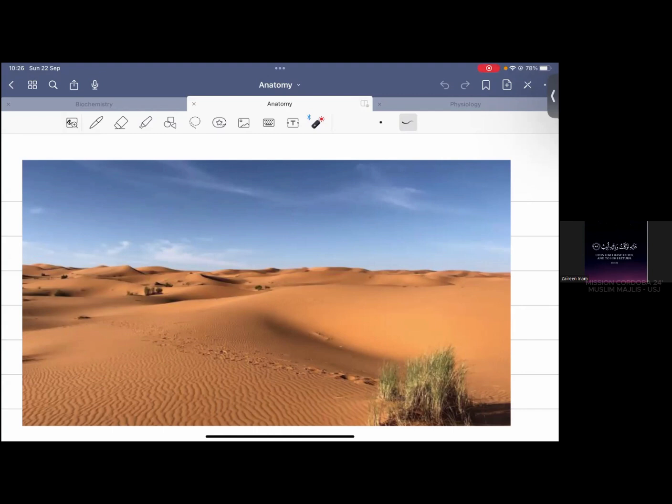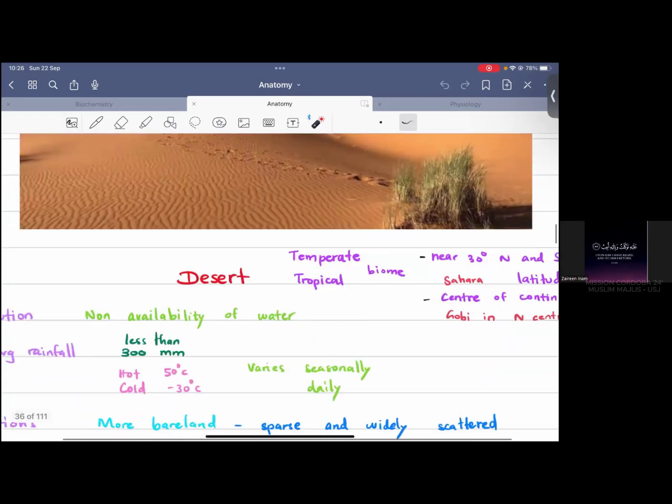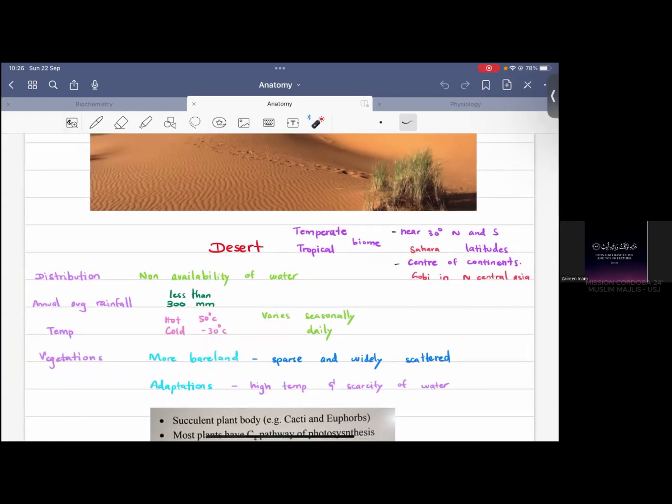Right. Now what you see is a very easy one. Okay, this is a desert, obviously not found in Sri Lanka, you know. Right, so this is a desert. Let's see about the desert. The distribution of the desert is, it is a temperate or tropical biome.